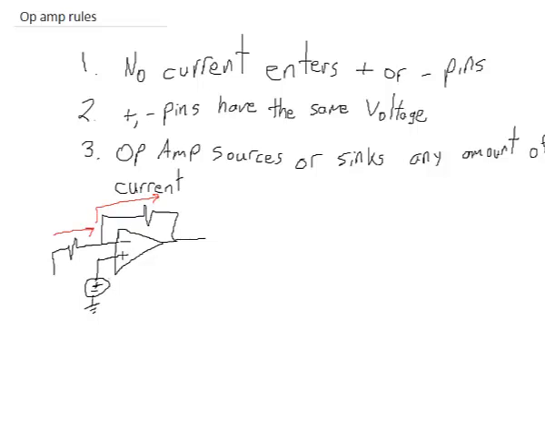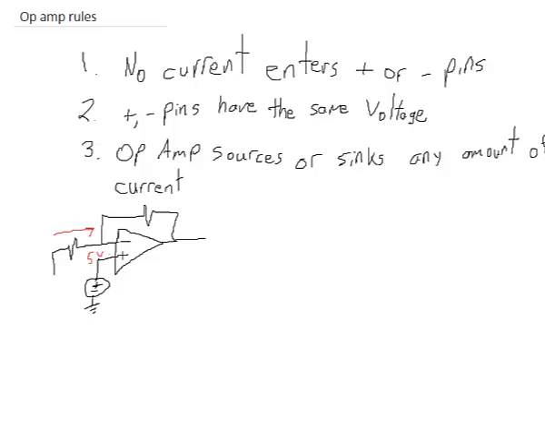It also means that there's no current in this branch here. This power supply might be supplying, say, 5 volts, but it doesn't produce any current since no current can go into an op-amp.